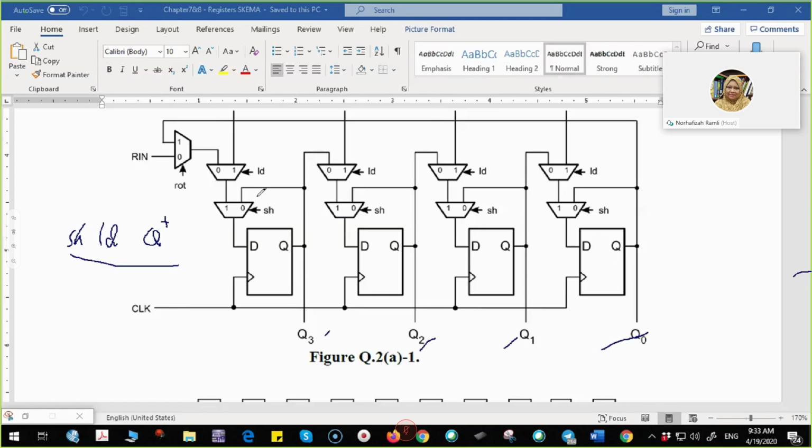So let's say, for example, the priority is this SH, right? Because if the SH is 0, you don't care about the load, isn't it? It will immediately take it from this input from here, which means no change, right? If this is active low, is it?